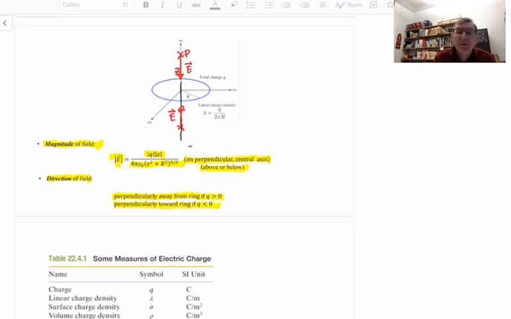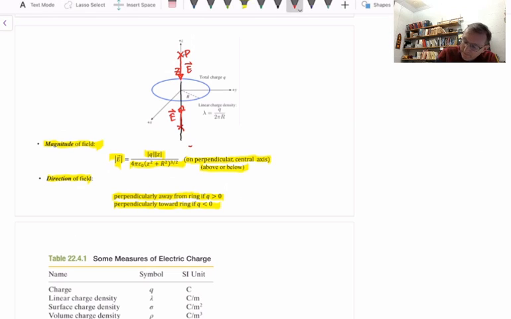Let me just mention one more thing about this answer before I finish up this video. The nice thing about this answer that we worked really hard to get is that we can use it to get a limiting answer. What if the point P is actually very far away from the ring? We call that the far field or the distant field.